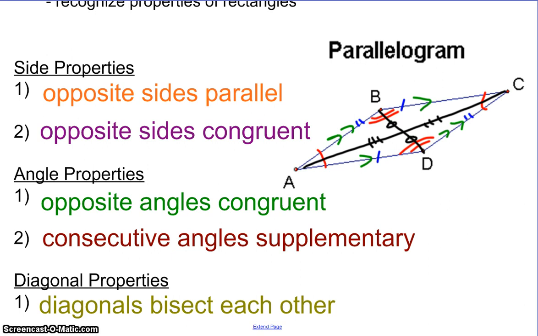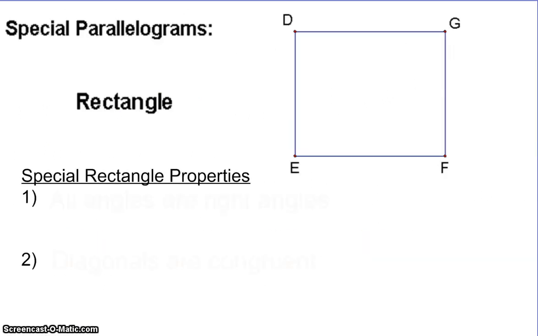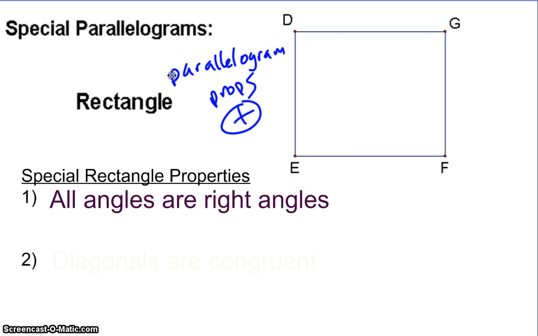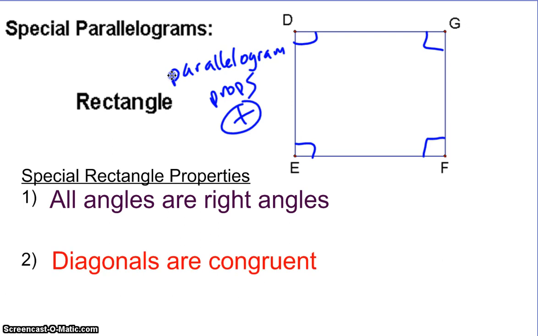Now, any other shape that we talk about that is a special type of parallelogram will have all of the parallelogram properties and then some other properties. So, when we are talking about a rectangle, the rectangle has all the parallelogram properties and a couple special ones. And some of them that you guys have already known when dealing with rectangles. That all the angles are right angles. And then a special diagonal property is that the diagonals are congruent to each other.